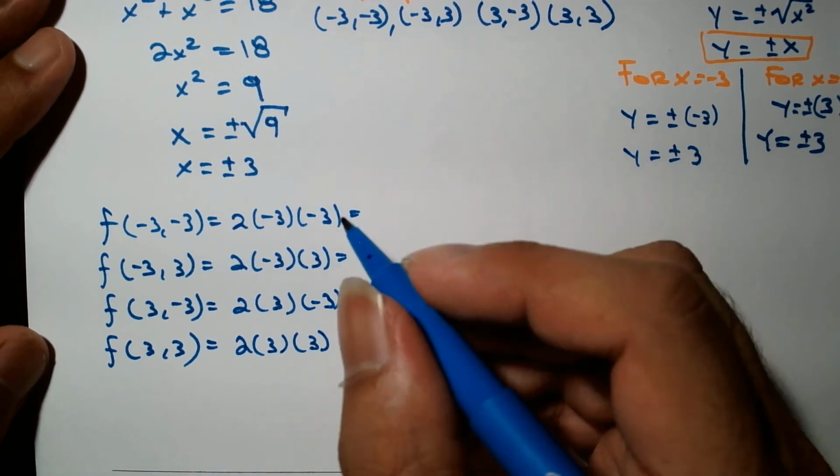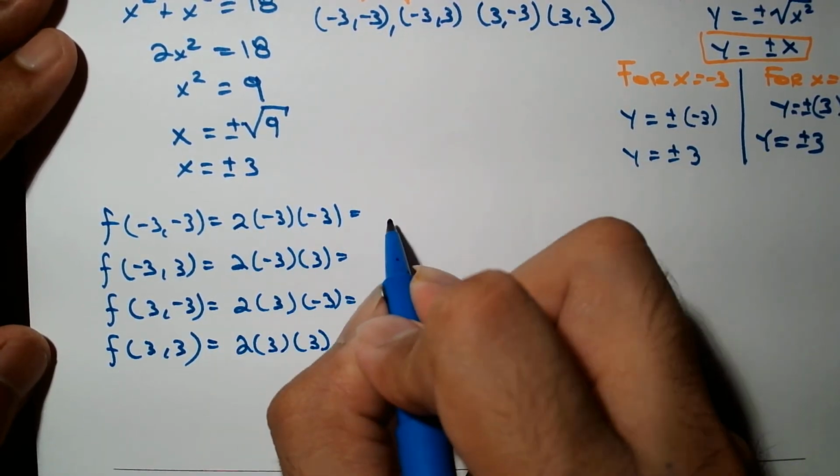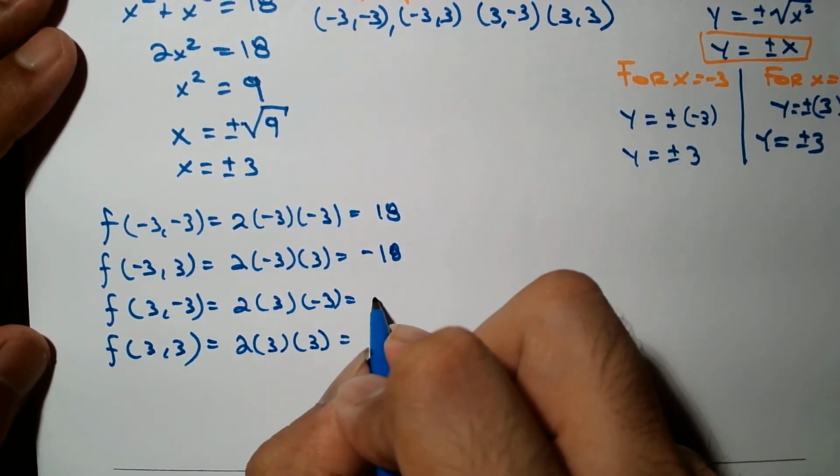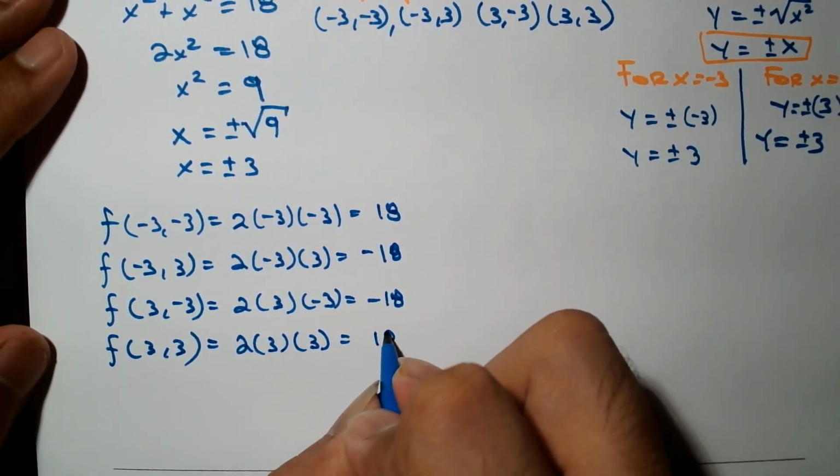Let's simplify this. We're going to obtain 3 times 3, which is 9 times 2. That's 18. Negative times a negative is positive. So we get 18, negative 18, negative 18, positive 18.